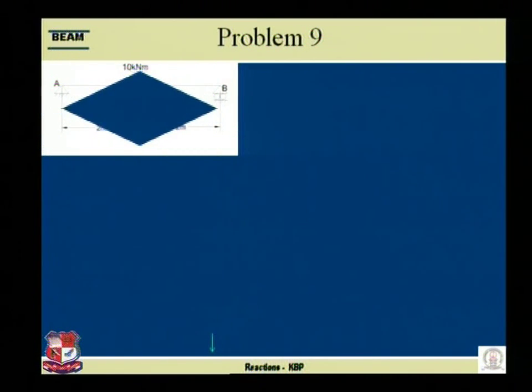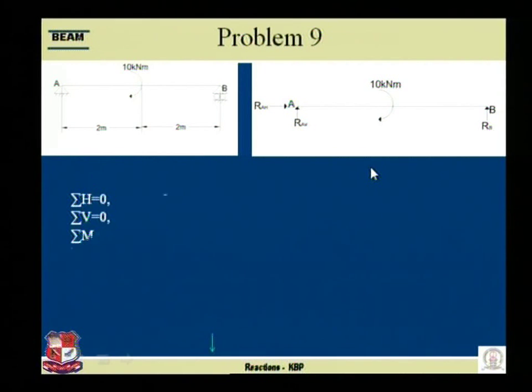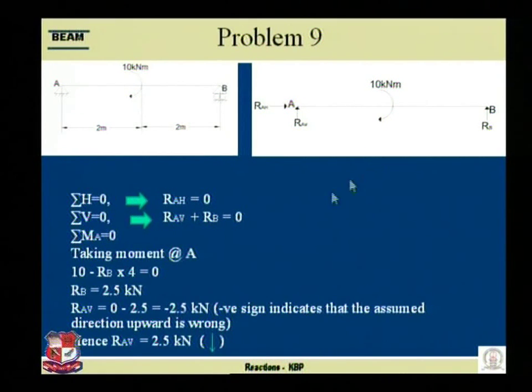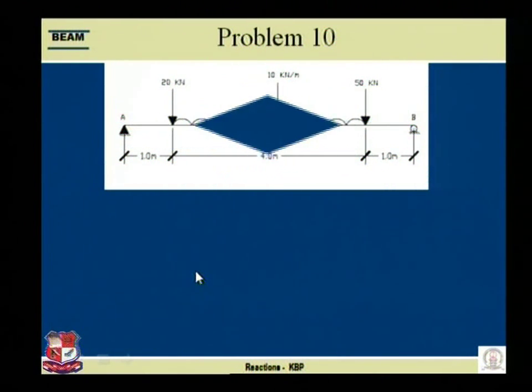Next problem, problem number 9. Simply supported beam with a concentrated moment acting at a point. How to solve? Using the 3 equilibrium conditions. See over here. Sigma V is 0, RAV plus RB is 0 because no force is acting, and then taking sigma MA equal to 0, we will be able to find the answer. Next, problem number 10.